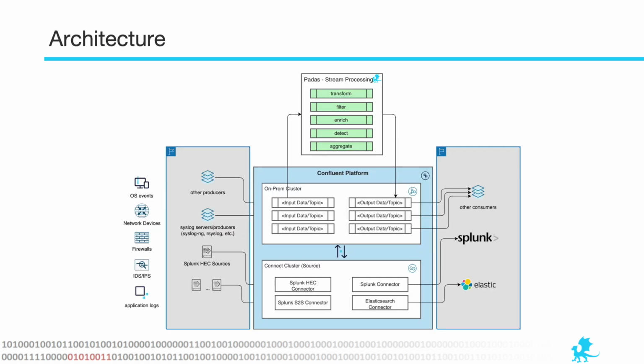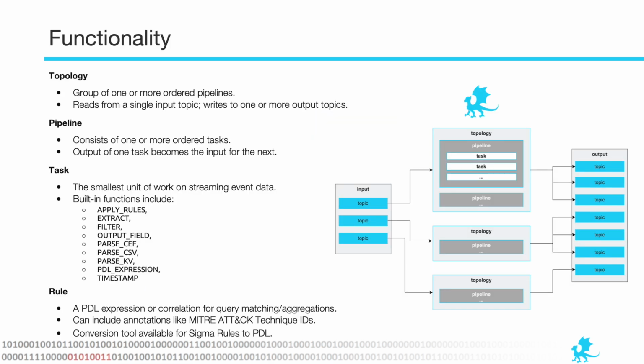Here's an overview of the PADAS architecture. Data from various sources, such as OS events, network devices, firewalls, and application logs, is ingested into the Confluent platform. PADAS reads from specific Kafka topics, processes the data through any number of pipelines that can perform transformation, filtering, enrichment, detection, and aggregation, and then writes the results to output topics. These output topics are then consumed by endpoint SIEM systems like Splunk or Elastic, enhancing their analytical capabilities without overloading them.